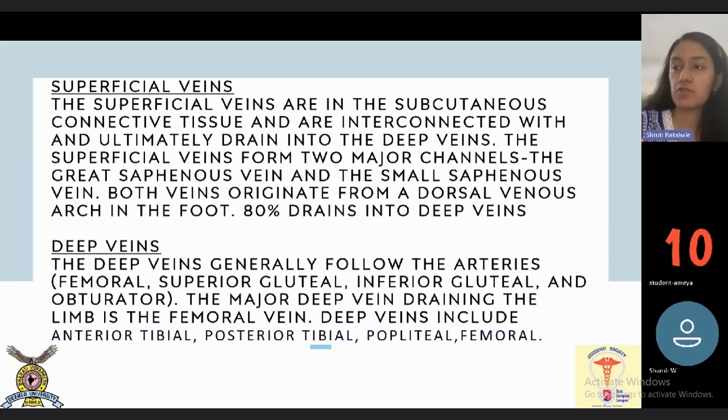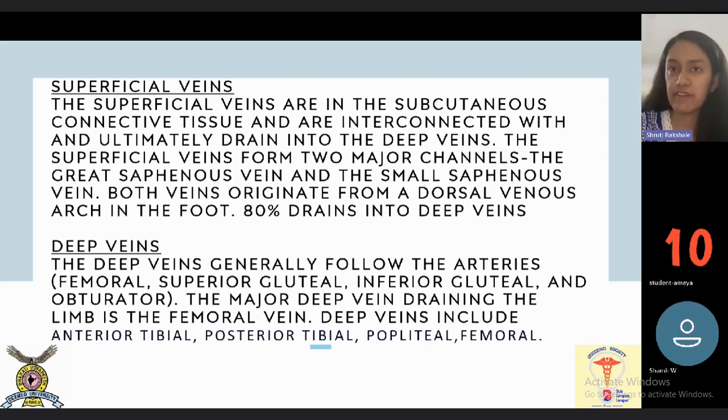The superficial veins form two major channels. So these include the great saphenous vein and the small saphenous vein. So both the veins originate from the dorsal venous arch in the foot, and 80% of the blood from the superficial veins they drain into the deep veins.